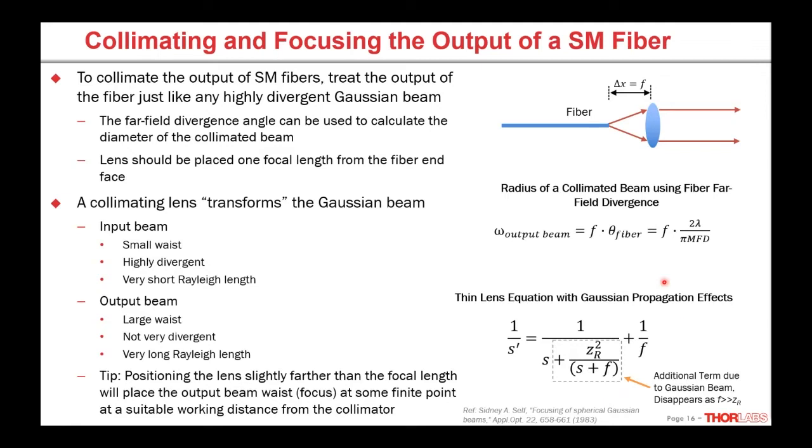Also, if we're trying to get a roughly collimated beam, we can use an equation like this just to look at the mode field diameter and the focal length of the lens and the wavelength, and approximate the diameter of this roughly collimated beam. But in general, all we're doing here is we're turning a highly divergent Gaussian beam into a Gaussian beam that's not as divergent because we've traded that off for a larger beam waist.